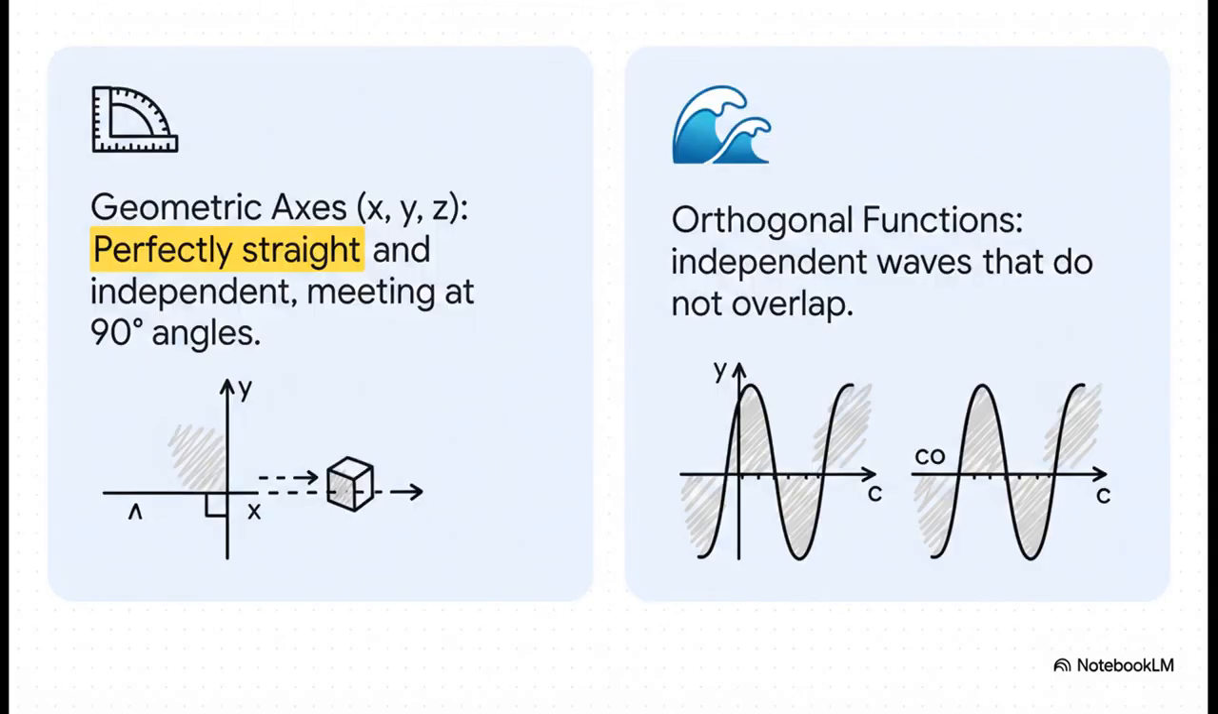And this right here is the key analogy. Just like the x, y, and z axes are independent, you can move along the x-axis all day and your y and z position won't change a bit. Orthogonal functions like sines and cosines have that same kind of independence. They form a perfect set of axes or a basis for our brand new function space.